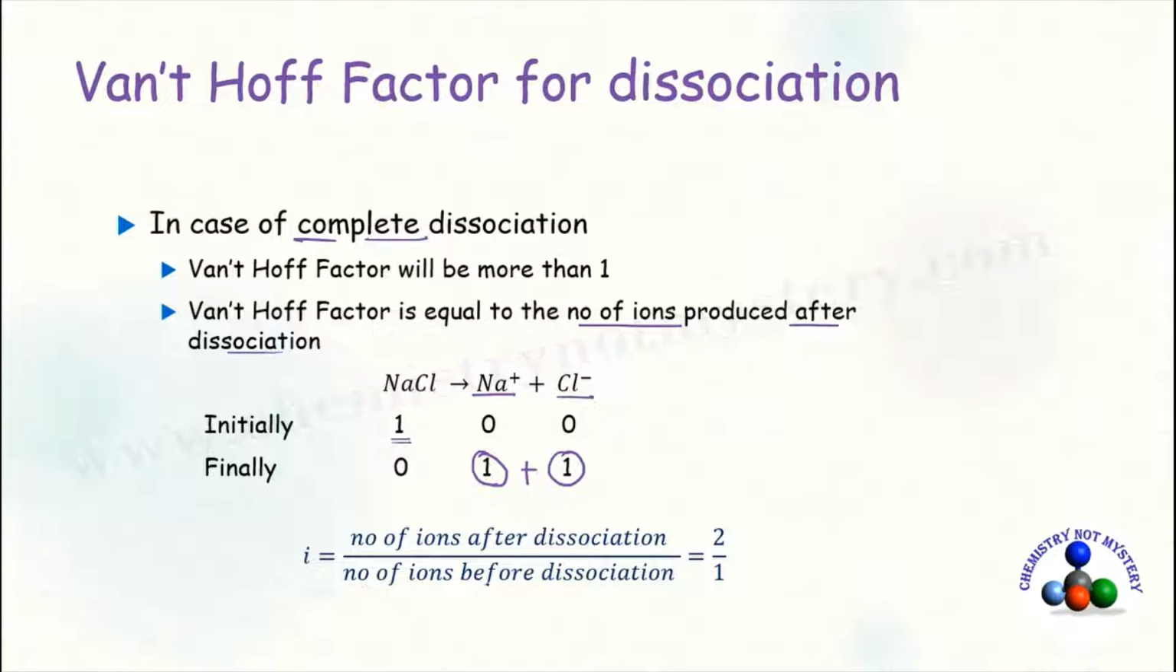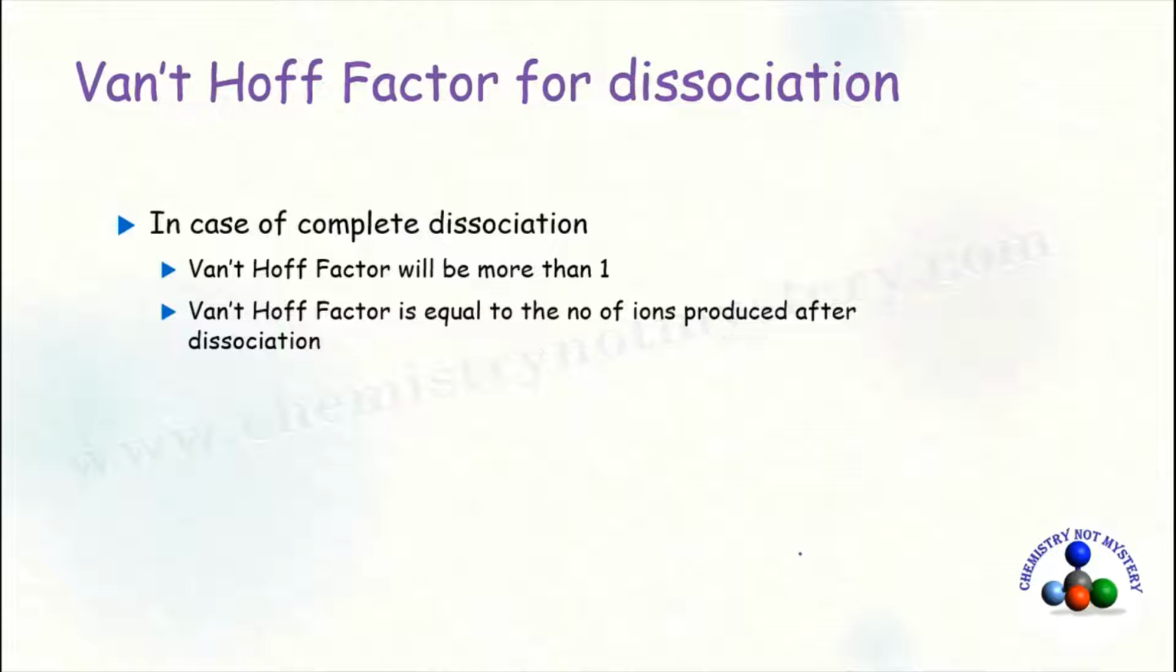Number of ions before dissociation: at the beginning, there was just 1 mole of NaCl. So the number of ions before dissociation was 1. So i will be equal to 2. Now let's take another example.